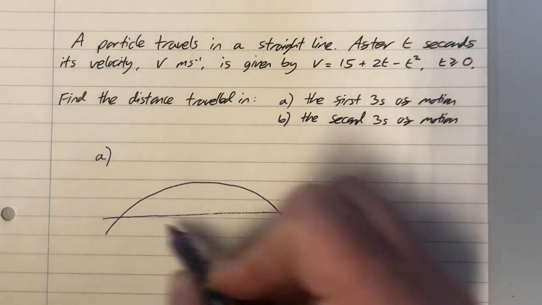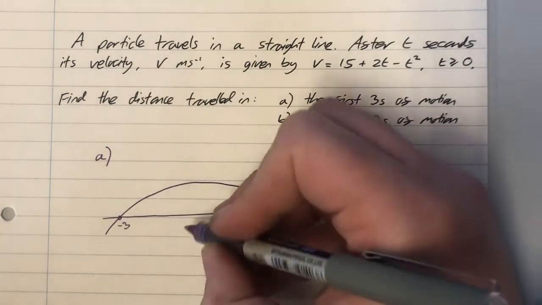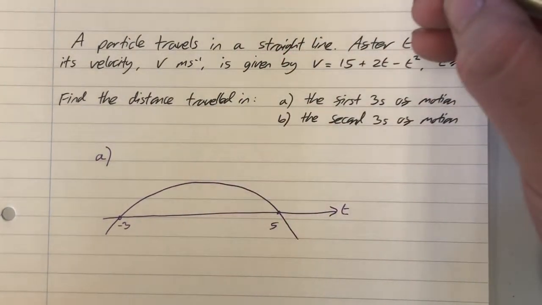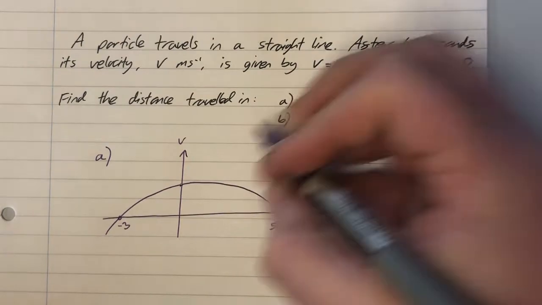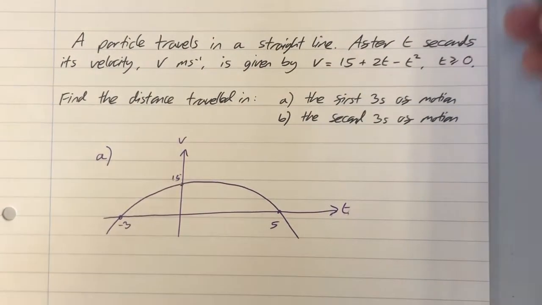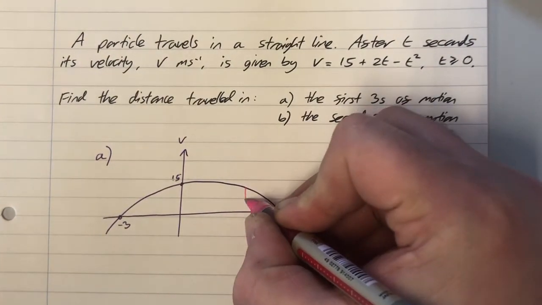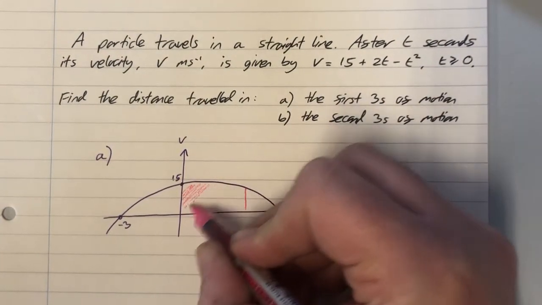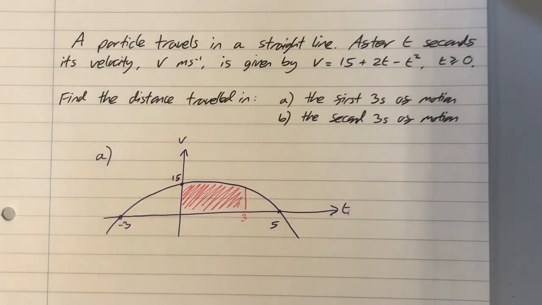But it's got roots at -3 and 5. That's my t-axis, and my v-axis is here, and it crosses there at 15. It's a negative quadratic, so it's going to do that. So my first question, part A, is to essentially calculate this area here. That's what it's asking. It's asking me for this area up until 3 seconds.